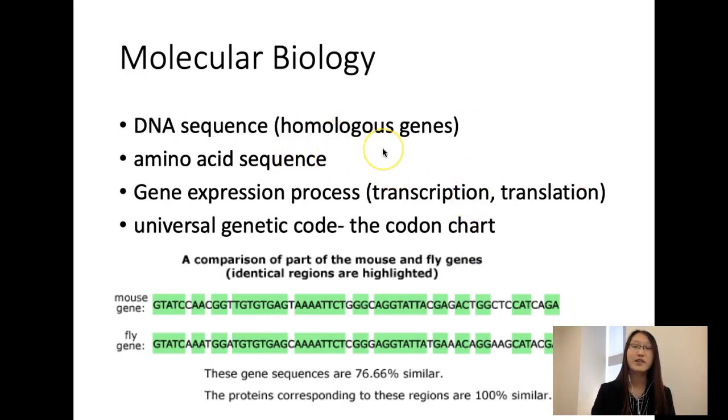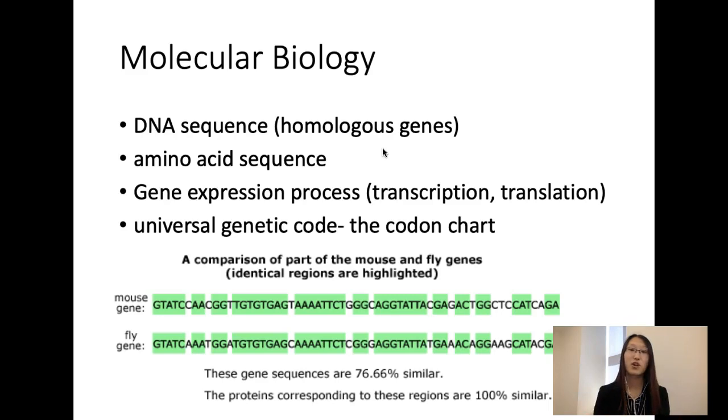Homologous genes are genes that are similar to each other. Now, the second one is amino acid sequence. We can also see that organisms that are more closely related to each other would have amino acid sequences, or the sequence that makes proteins, that are very similar to each other. We can also see that the transcription and translation processes are very similar, even between us and bacteria, and we're using the same codes. The DNA always has ATCG. RNA always has AUCG. And the amino acids, we always read with the same universal codon chart.